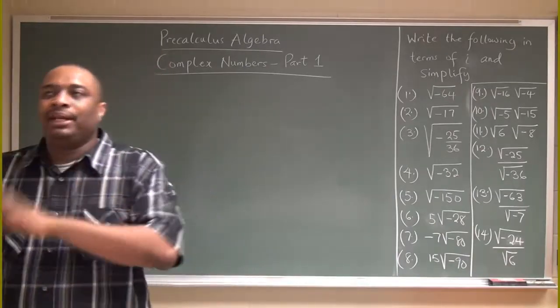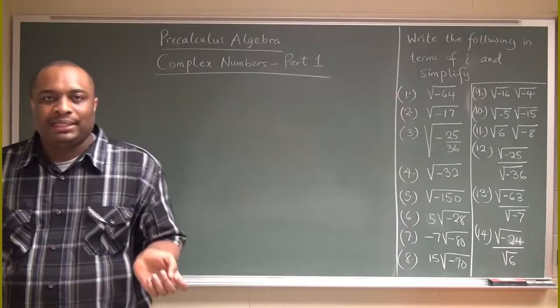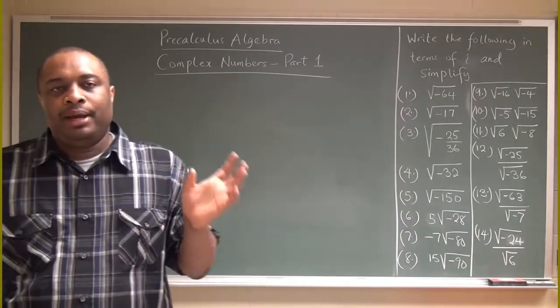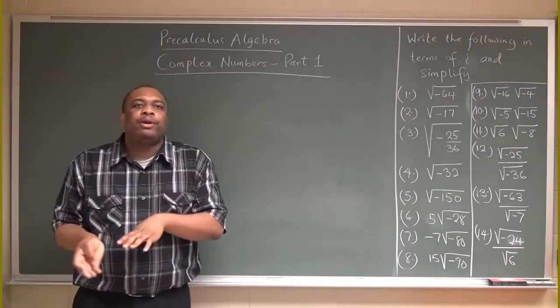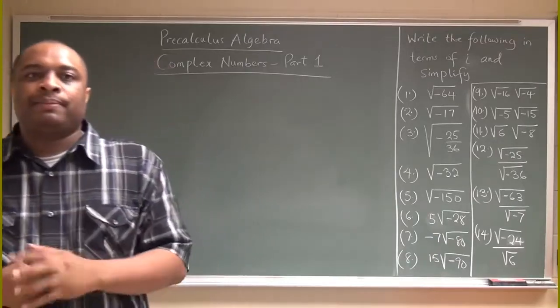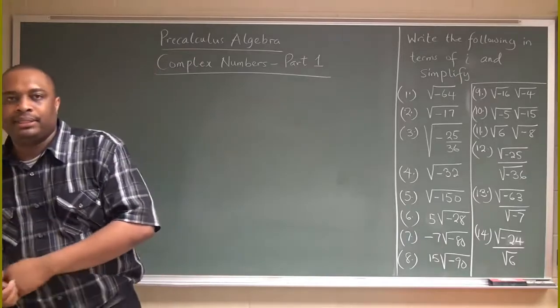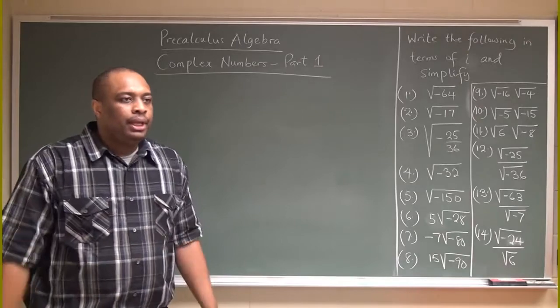The thing about it is that you can write any real number as a complex number, but you cannot write any complex number as a real number. In other words, all real numbers can be written as complex numbers, but not all complex numbers can be written as real numbers. We shall talk about it as we move on in this video.